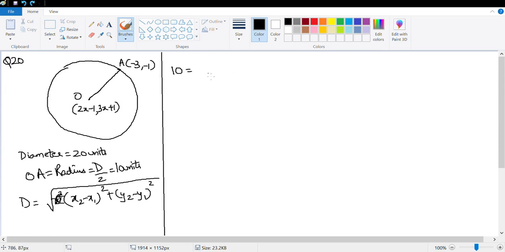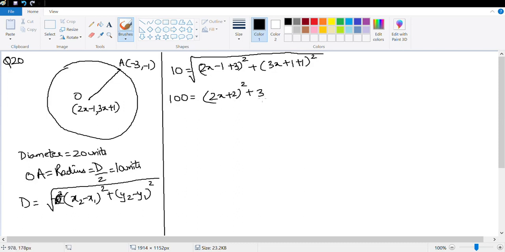Let's first do x2. Not that it makes a difference, but let's take x2 first. That's 2x minus 1 minus of negative 3, that's plus 3, whole square. 2x minus 1 plus 3 whole square plus now y2, which is 3x plus 1 minus of negative 1, which means plus 1 whole square, and the square root of this. Let's square both sides. So this would become 100 and this would be (2x plus 2) whole square plus (3x plus 2) whole square.